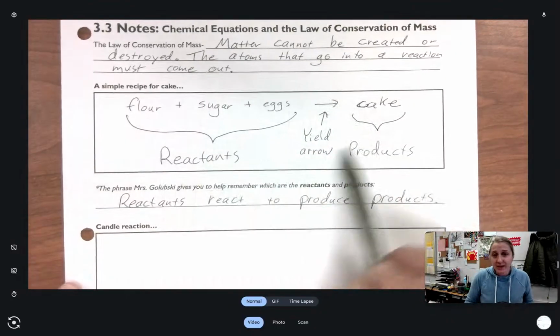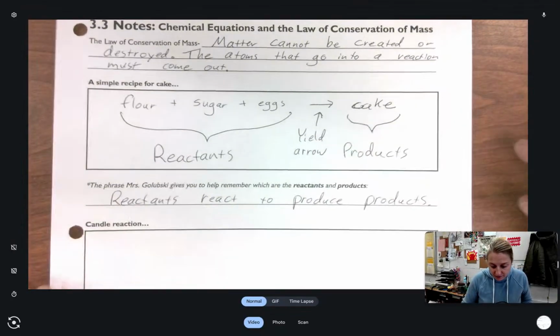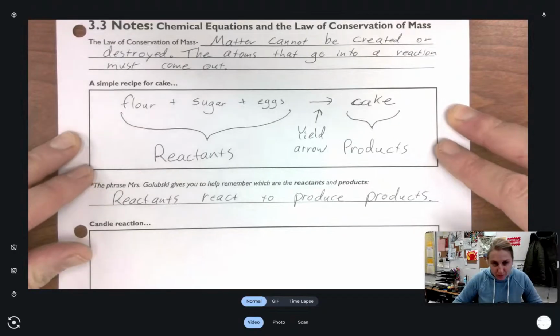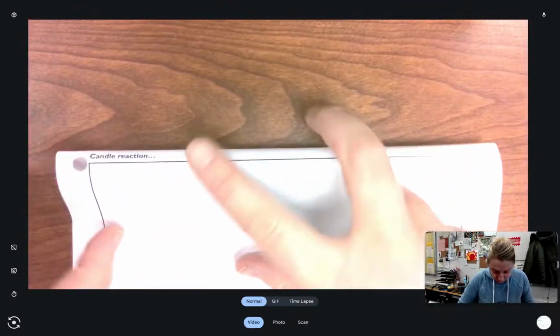All right, so this is a great example to sort of understand the general format of a chemical equation, but we need to talk about a chemical equation with actual chemical formulas in it.